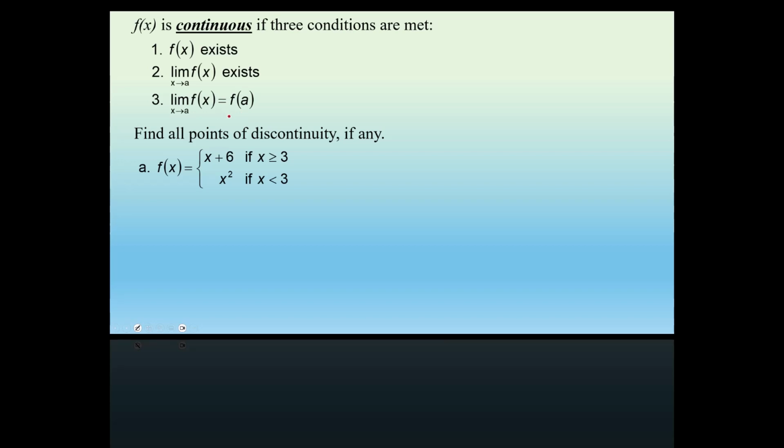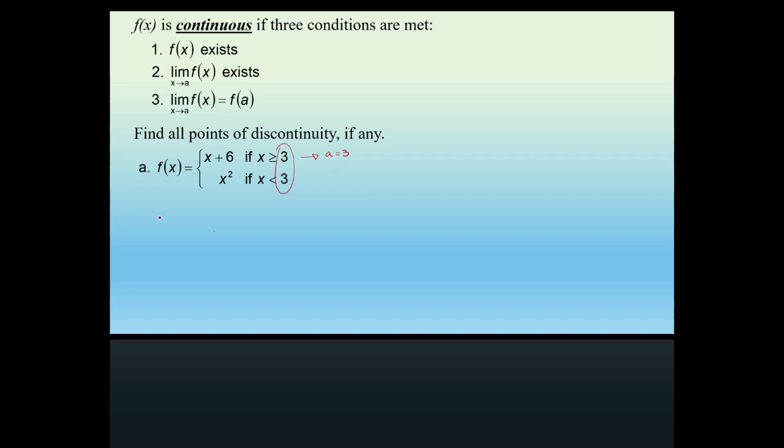So for an example, it says find all points of discontinuity, if any. So this is a piecewise function. The first piece is a polynomial. In particular, it's a line. So I know this line is continuous everywhere. The second piece is also a polynomial. It's a quadratic, and I know it's continuous everywhere. The only place that we need to check is where they meet, which is at 3. So in this case, we're going to let a be 3.